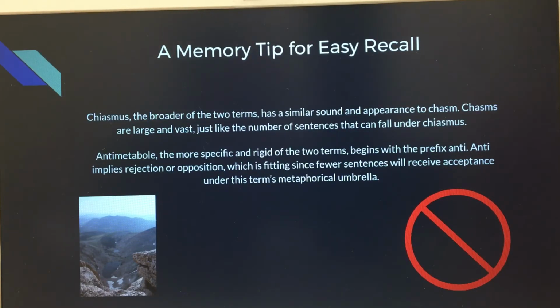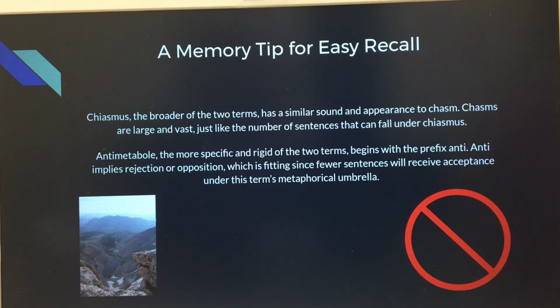A trick for remembering the difference between the two terms involves hints hidden within the words themselves. Chiasmus, the broader of the two terms, has a similar sound and appearance to the word chasm. Chasms are large and vast, just like the number of sentences that can fall under chiasmus.